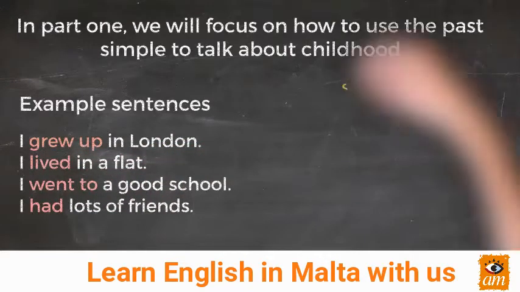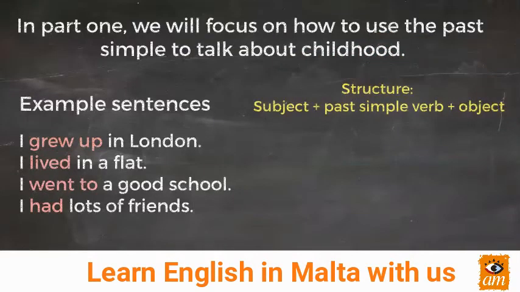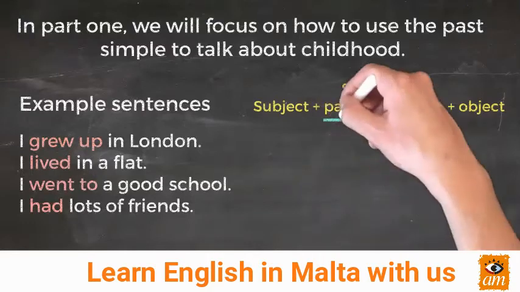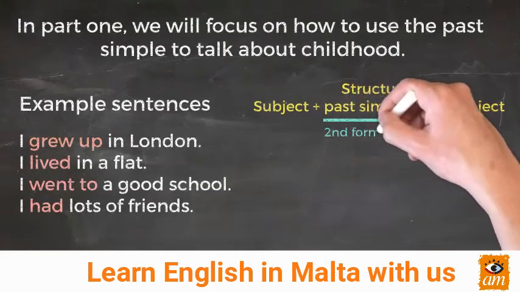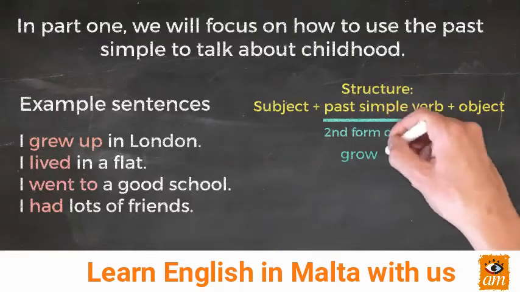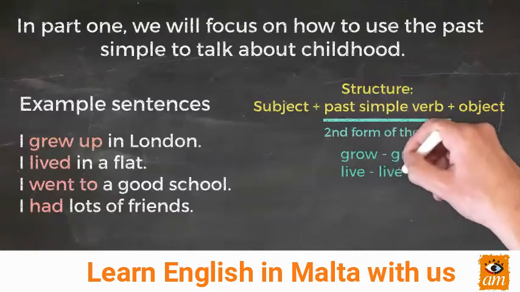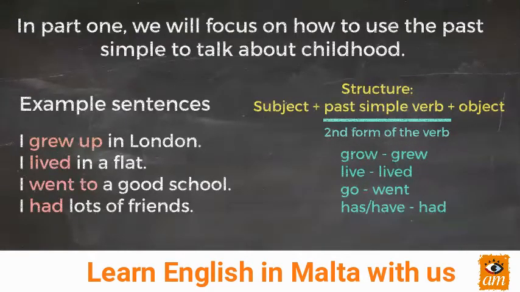Now, the structure is subject plus past simple verb plus object. The past simple verb is the second form of the verb. So, for example, grow, grew, live, lived, go, went, has or have, had.